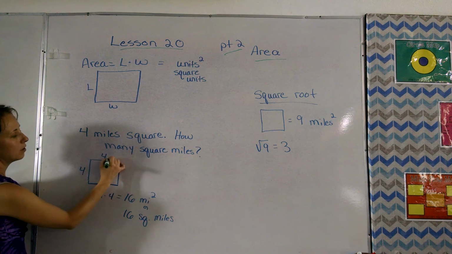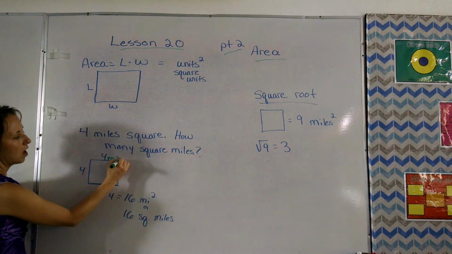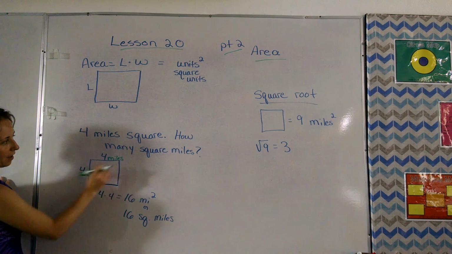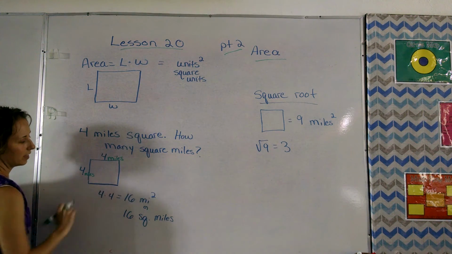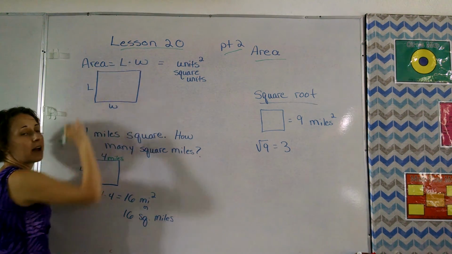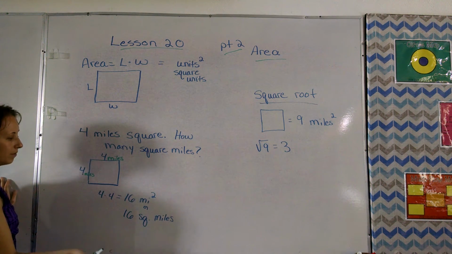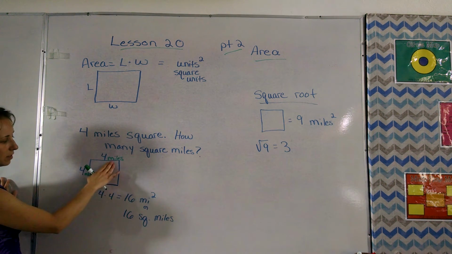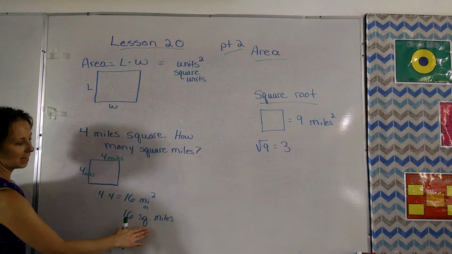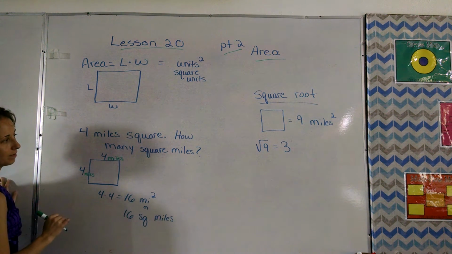That means it's 4 miles on each side. How many square miles is it? Well, to find square miles, they're asking area. What is the area? Well, the area would be the 4 miles times the 4 miles, which is 16 miles squared, or 16 square miles.